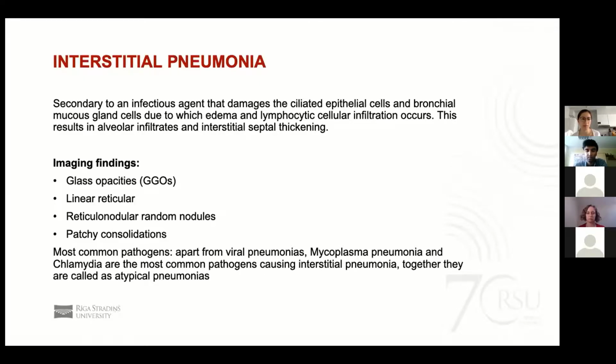The most common pathogens can be viral, basically virus, and we can also have bacteria like Mycoplasma pneumonia and chlamydia, which are the most common pathogens causing interstitial pneumonia, together with atypical pneumonias. These are usually just called atypical pneumonias, which the previous colleague explained what that means.